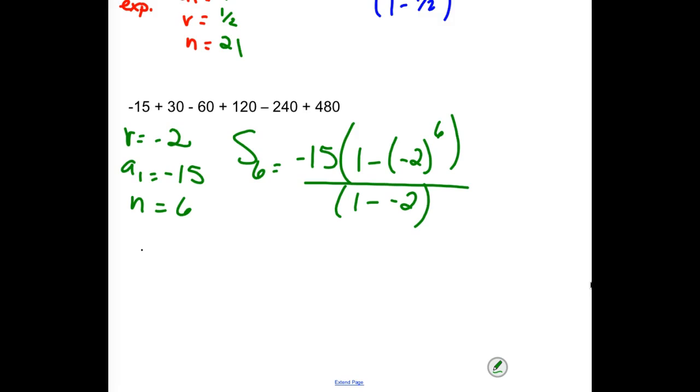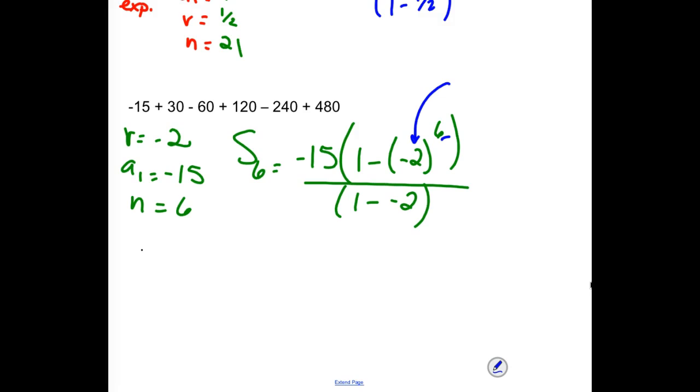This question is why you need parentheses around r. When r is a positive number, it's not a big deal. If you forget to put the parentheses around it, it's not going to affect your answer. But when r is negative, it matters. Because right here, I'm taking a negative number to a power. And if that power is even, it's going to turn it into a positive value. And if it's odd, it's going to leave it negative.